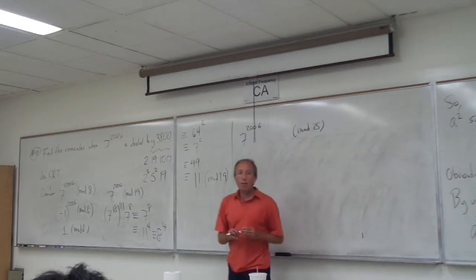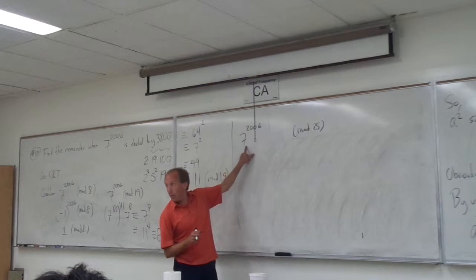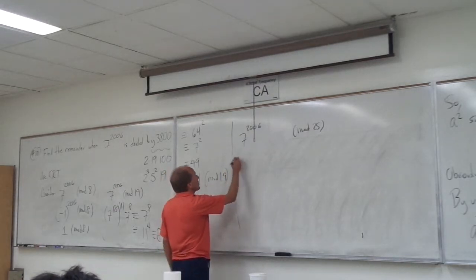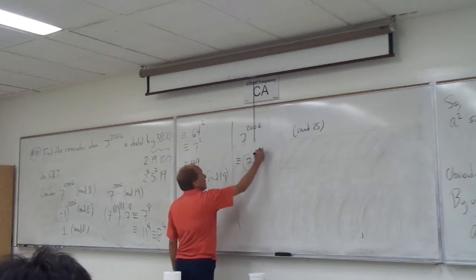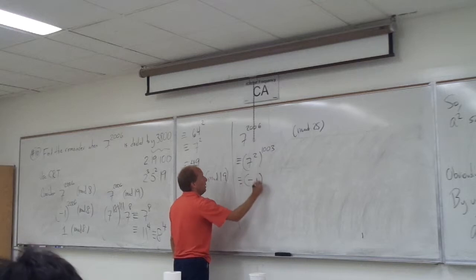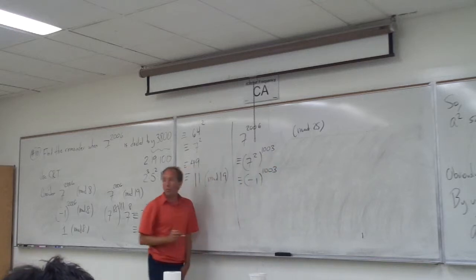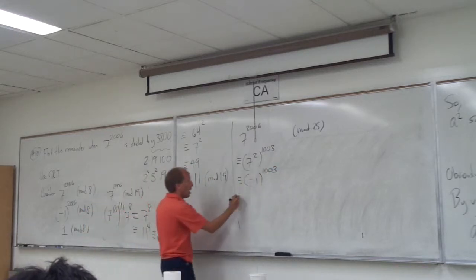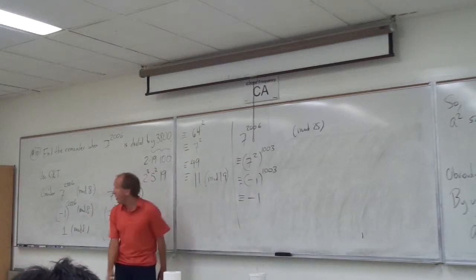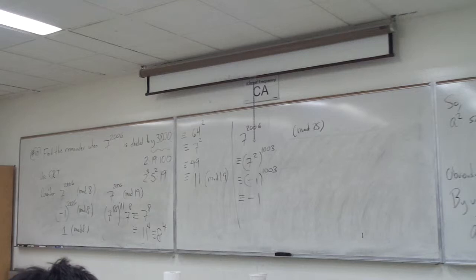So what I would do here is just say if you square the 7, you get 49, right, which is negative 1. So this is 7 squared to the 1003, right, which is negative 1 to the 1003, because 49 is the same as negative 1. And now that's an odd number of negative 1s, so there you go. You got the whole thing. So you have negative 1. So then the last one in the system is x congruent to negative 1 mod 25.